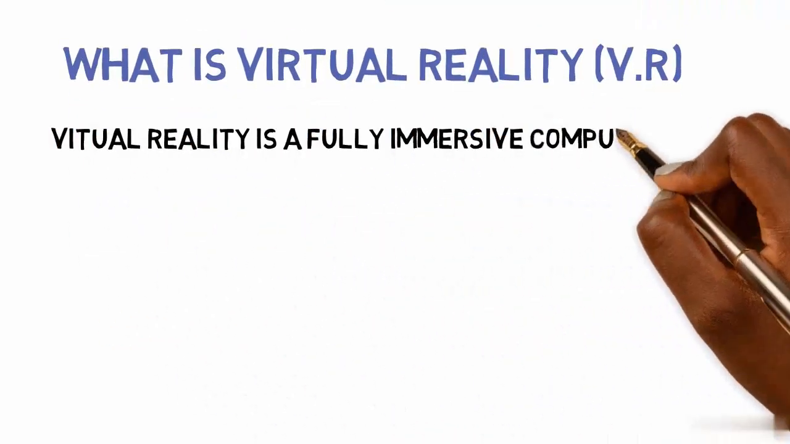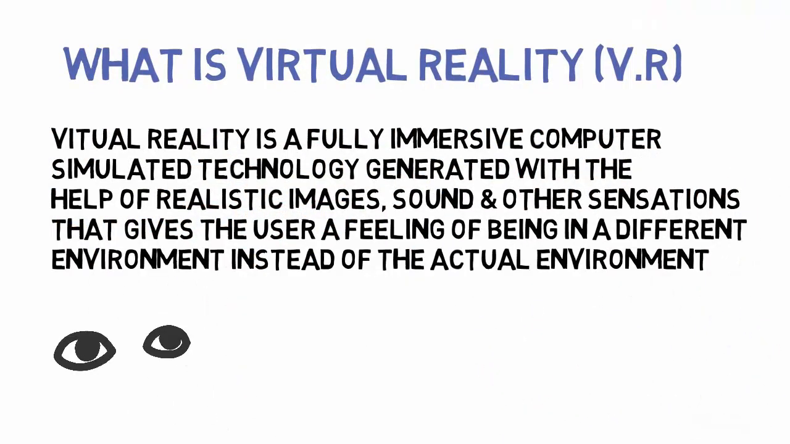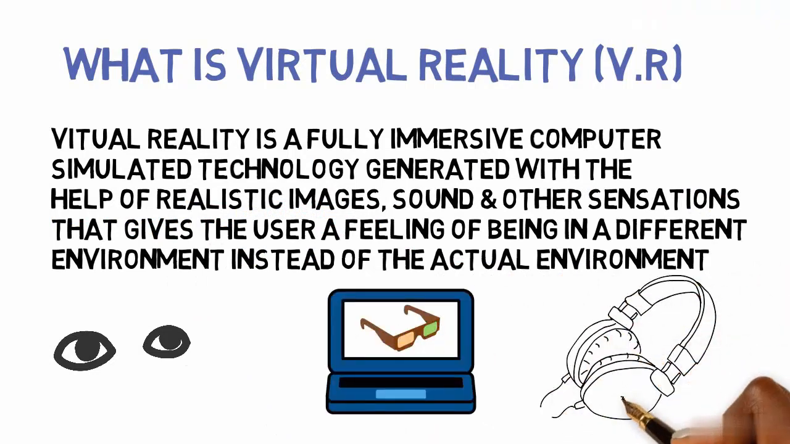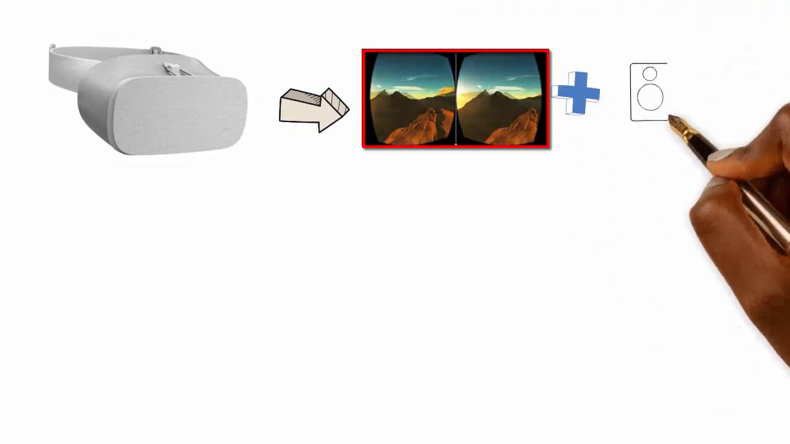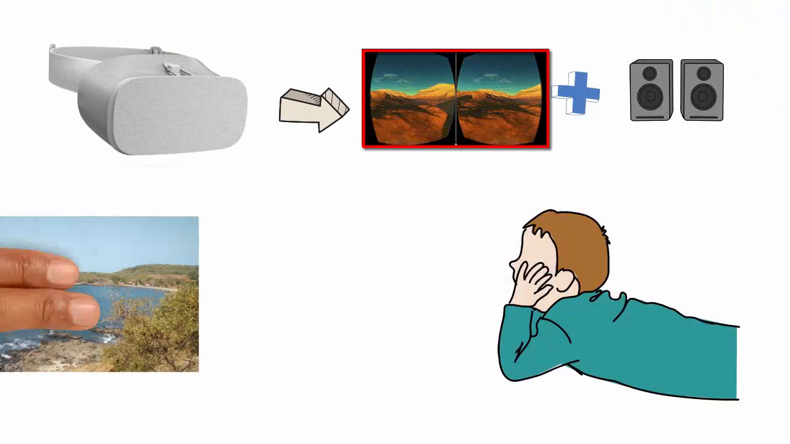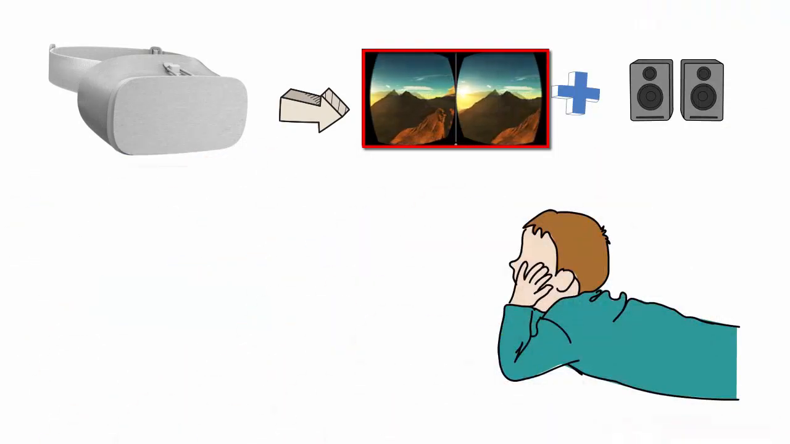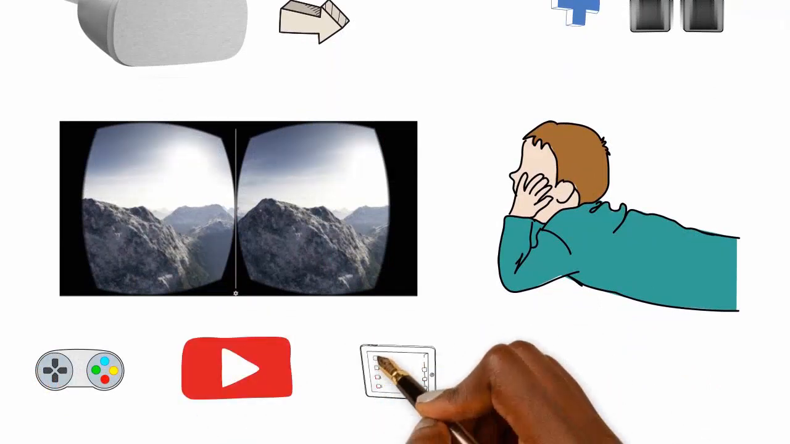Virtual reality is a fully immersive computer-simulated technology generated with the help of realistic images, sound and other sensations, which gives a user a feeling of being in a different environment instead of the actual environment they are currently in. To experience virtual reality, users need a virtual reality headset that generates these realistic images and 3D surround sound effects. The main goal of virtual reality is to replace your actual reality with a computer-generated virtual environment. And this reality could be in the form of a game, video, or some virtual application.